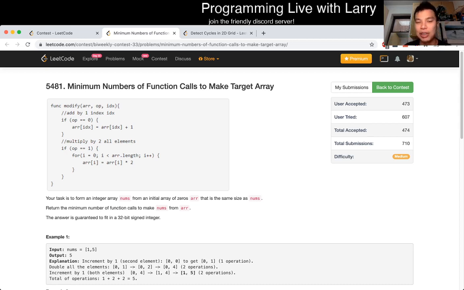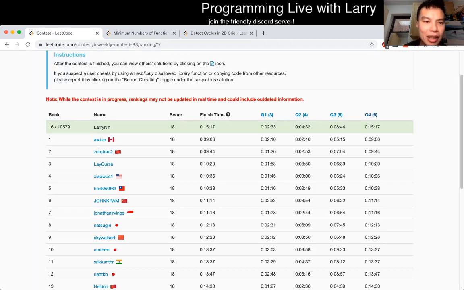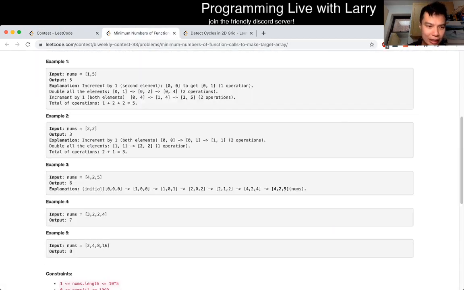Minimum number of function calls to make target array. So you have this function, which is actually like, I don't know why they wrote it like this, because they could just literally give you the definition of two functions. You basically have two operations you can do. One is to increment by one, and the second one is doubling, right? This one took me a little bit of time just to think. I spent about 4 minutes, but most of that was just thinking because the code ends up being really quick.